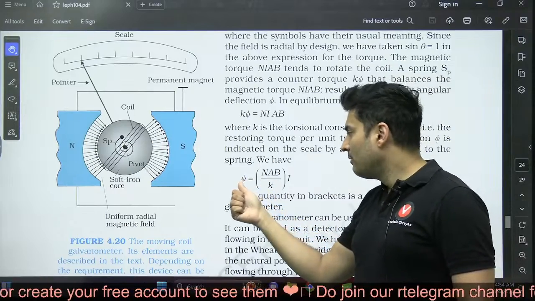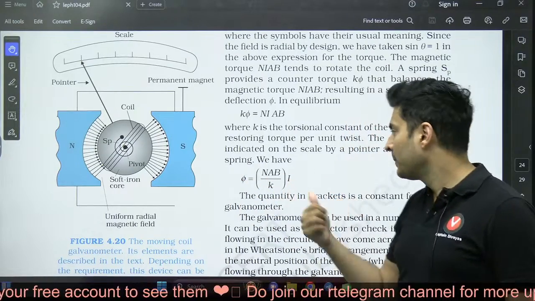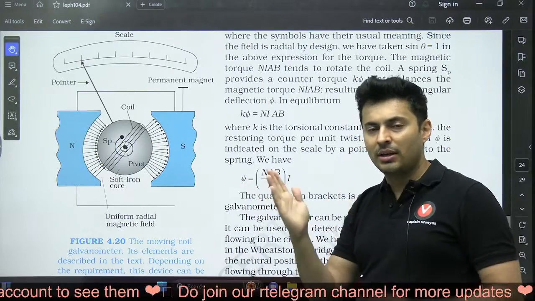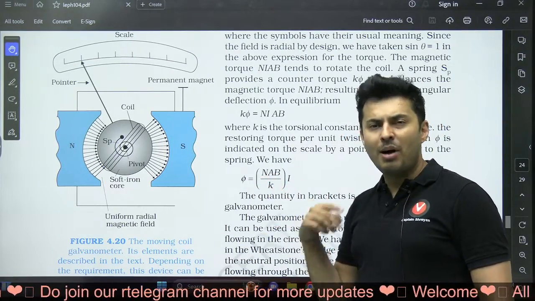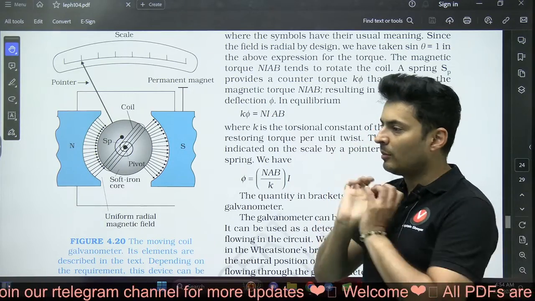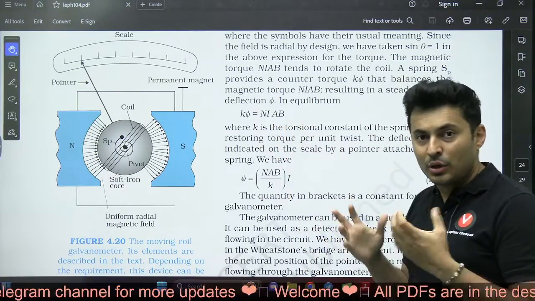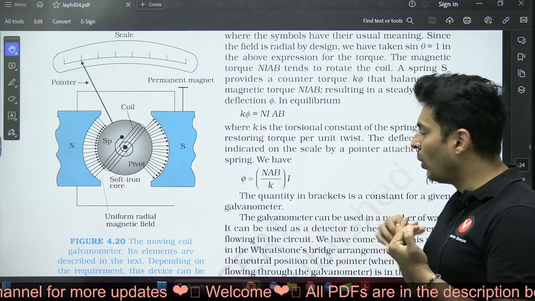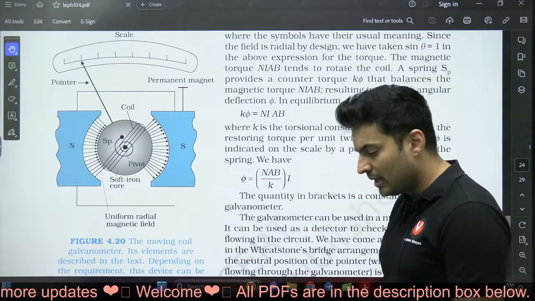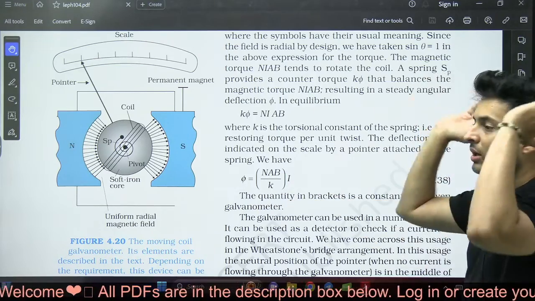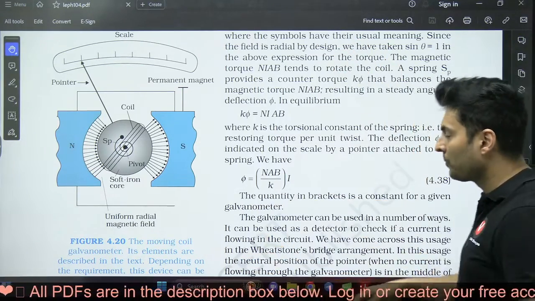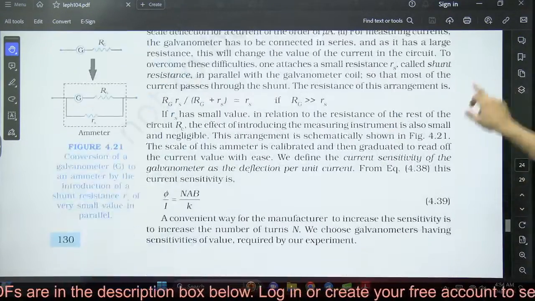And the deflection is proportional to the current. How much it deflects is dependent on the current. It is NBA over K: basketball, NBA. Basketball you play in hand, but you do not kick it. Kick is there below your body. So it's below, so K for kick is in the denominator. Basketball in hand, kick below. That's how you remember it.